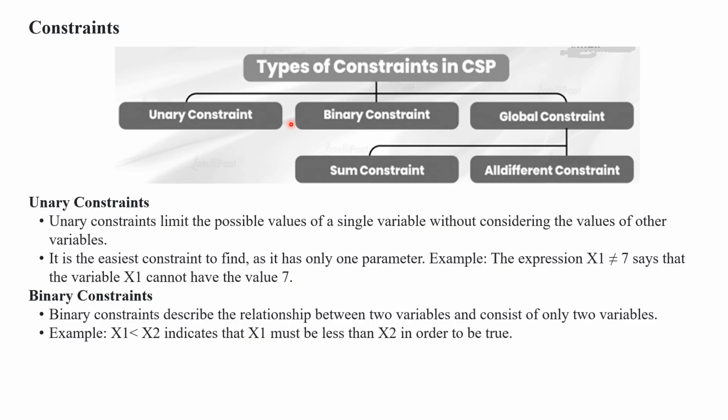The types of constraints. Constraints can be classified into various categories: unary constraint, binary constraint, global constraint. Again, global constraint is classified into two categories, all different constraint and sum constraint.